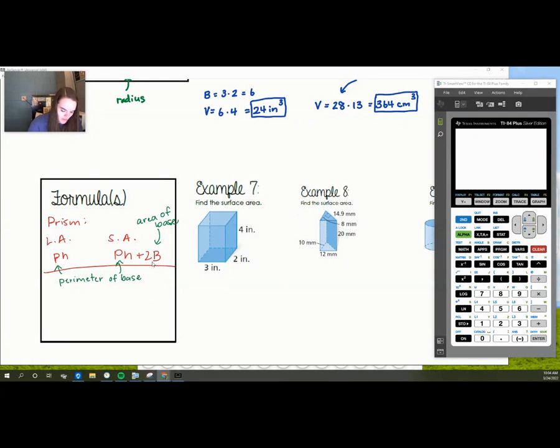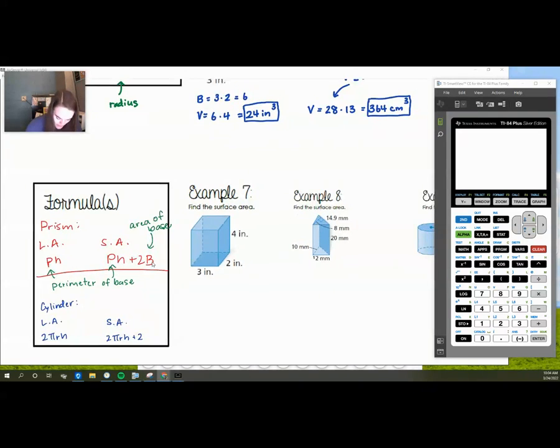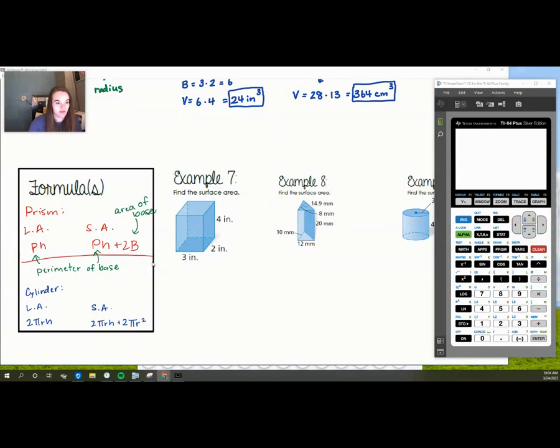All right, and while we're writing the formulas, we're just going to go ahead and get the cylinder. The lateral area, instead of perimeter, is circumference. Okay, and circumference, as you know, is 2 pi r times h. So the surface area, the perimeter is 2 pi r times h plus 2 times pi r squared, which is the area of a circle. Okay, so that's surface area.